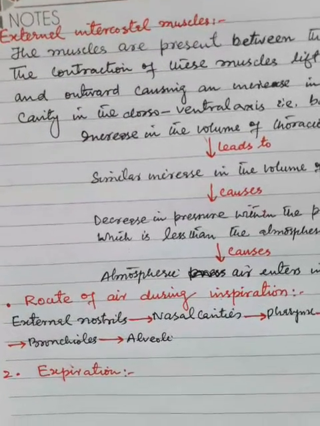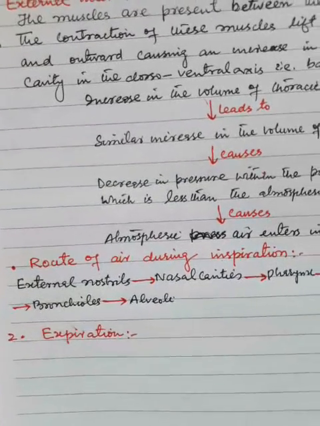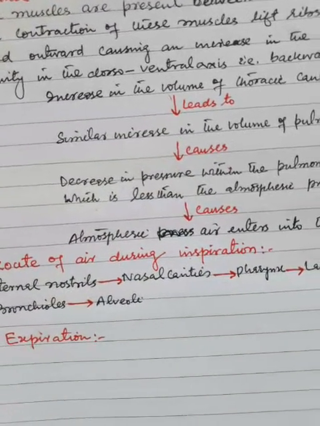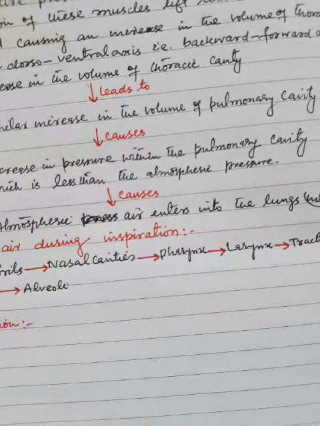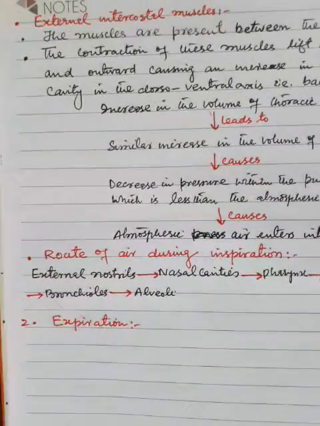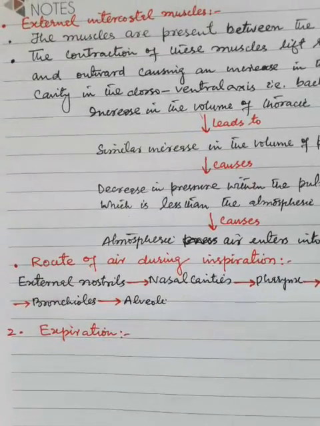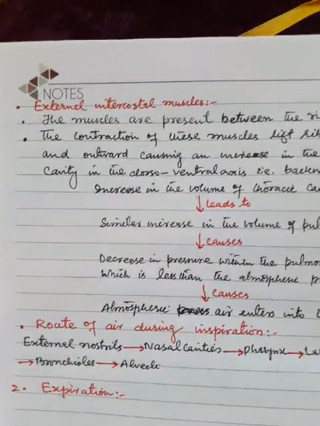Now the route of air during inspiration. Air enters the external nostrils, then moves to nasal cavities, then to pharynx, then onwards to larynx, then to trachea, then to bronchioles, and finally to alveoli. Expiration will be in our next offline class.